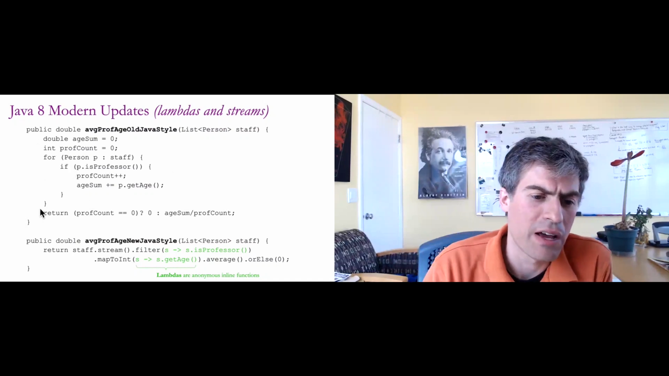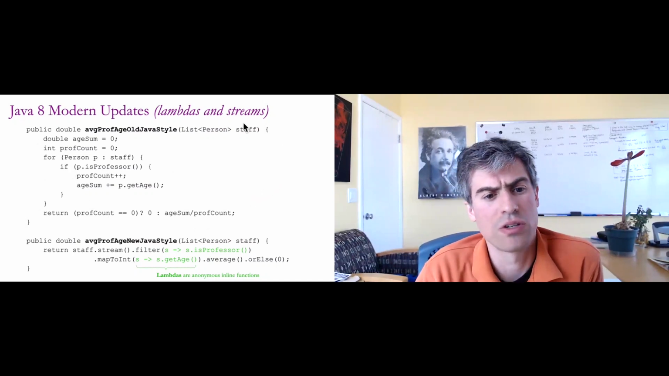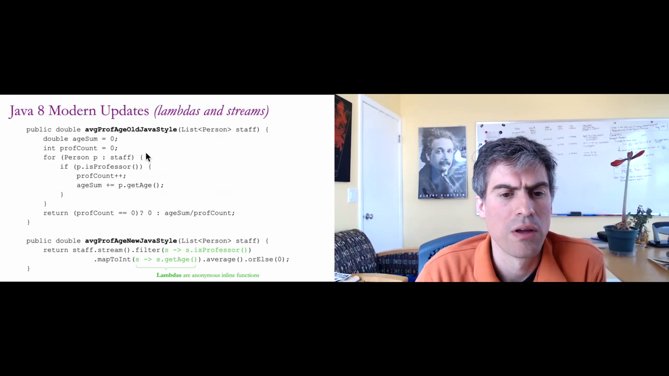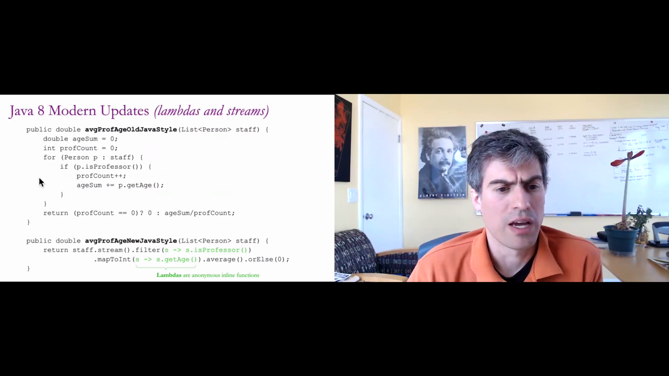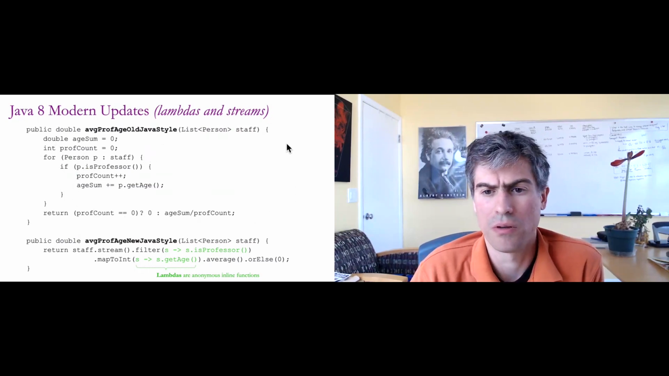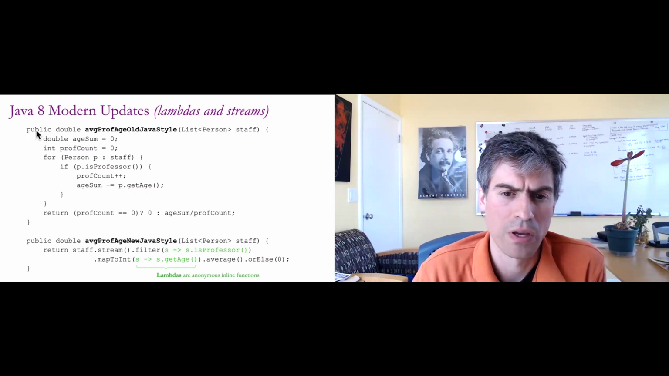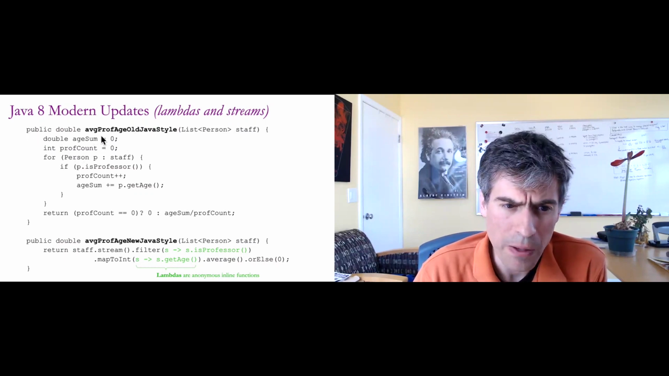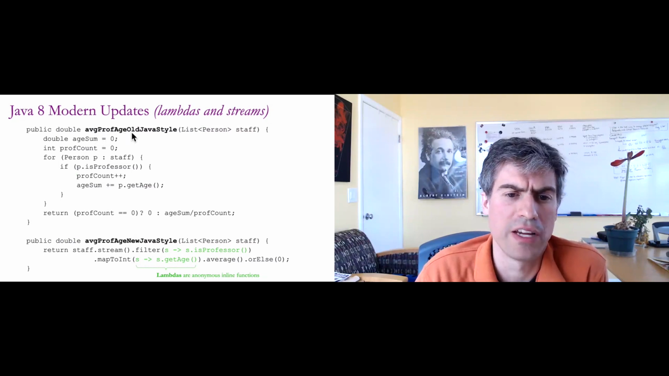Anyway, so at the top here, I have some code which is written in the traditional old style Java syntax. I mean, actually, this for loop has a thing that was introduced in Java 7, which is a collection enumeration thing where you can iterate over a collection. But other than that, it's pretty simple old style code, similar in syntax to C. But this function, it's called average professor age, old Java style.